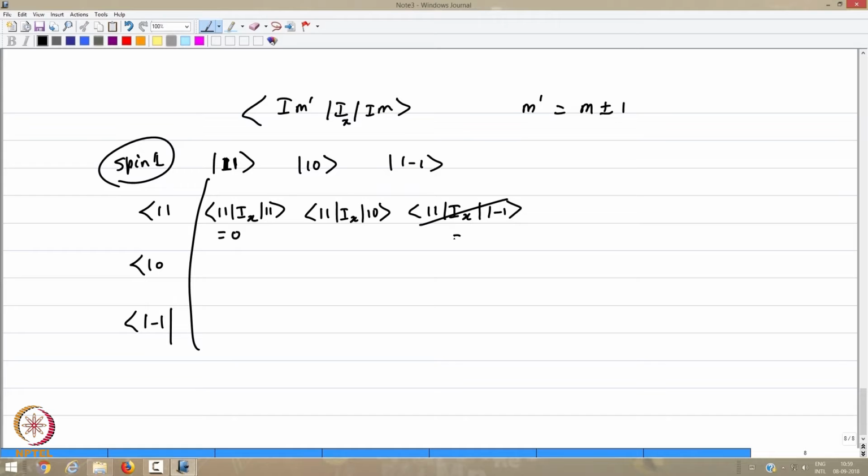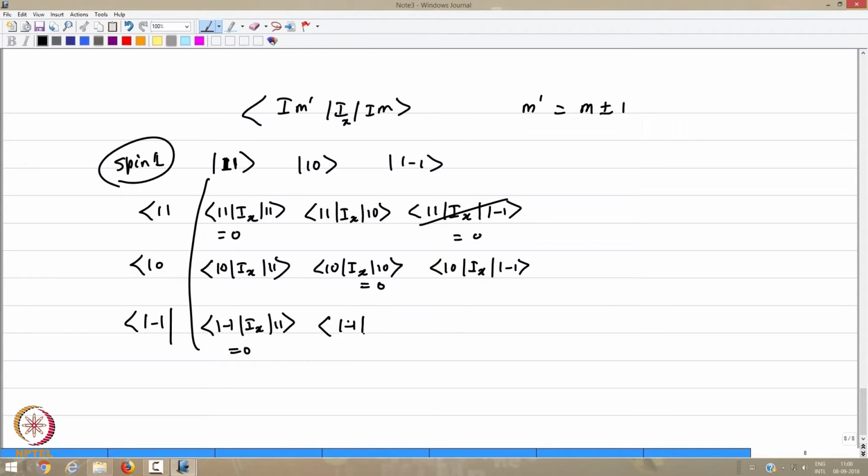So, this is 0, this is non-zero, and likewise you have 1 0 ix 1 1, this is non-zero, 1 0 ix 1 0, this is 0, 1 0 ix 1 minus 1, this is non-zero, and likewise 1 minus 1 ix 1 1, this is 0, 1 minus 1 ix 1 0, this is non-zero, and then the diagonal element 1 minus 1 ix 1 minus 1, this is 0.